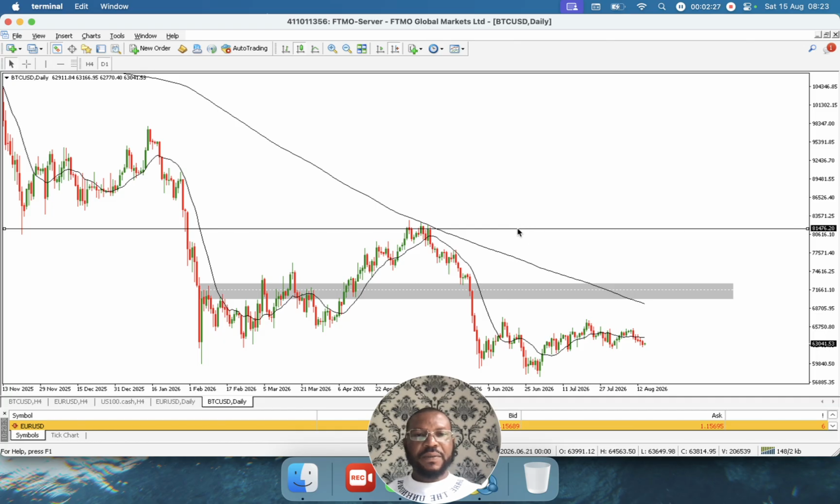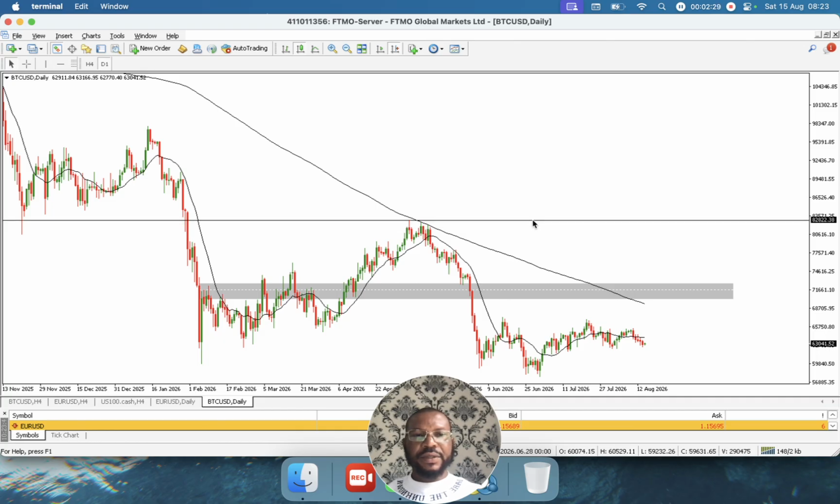From this area, the BTCUSD began to come down. So it means that as long as price is trading below this area, the sellers are still in charge. As long as price is trading below this resistance area or this supply area, the sellers are still in charge. Anywhere in between these areas, the sellers can bring this price back down.